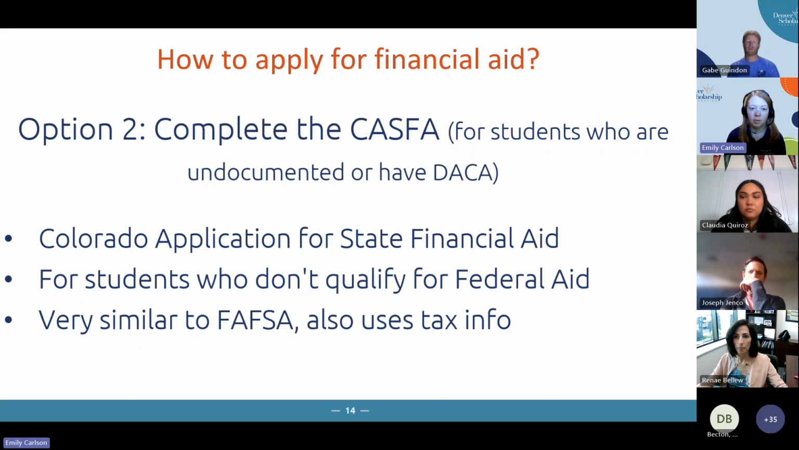So for our undocumented students, we are looking at a lot of in-state schools because they can more easily get that financial aid. And the CASFA application itself is very similar to FAFSA. They model it off of FAFSA, and it also uses tax information for both the students and their parents, if applicable.